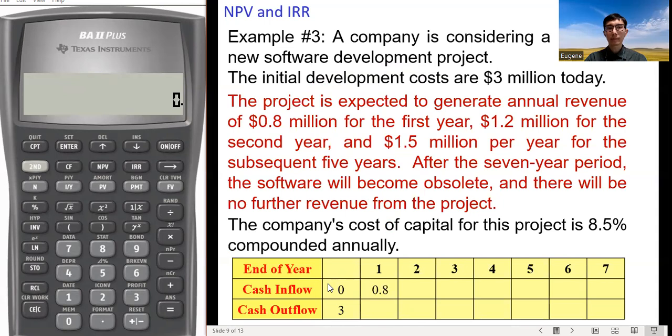Next, a cash inflow of $0.8 million by the end of year 1. And then 1.2 million for the second year, 1.5 million for the subsequent 5 years. So these are all cash inflow. And then how about the cash outflow? All 0.